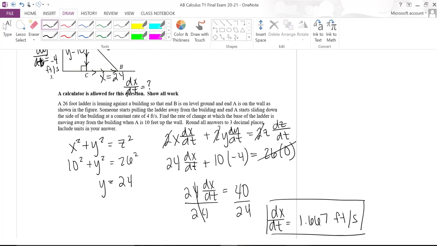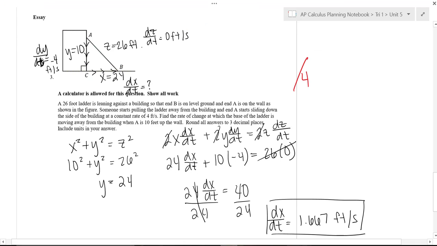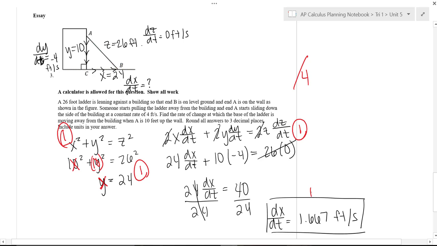So there are 4 points total here. You would have gotten 1 point for correctly noting that you were using Pythagorean Theorem. You would have gotten 1 point for correctly solving for, oh my goodness, I said y this whole time, whoops, for correctly solving for x. So solving for x and getting that that equals 24, right? You would have gotten 1 point for using correct implicit differentiation, and then 1 point for that answer. So 4 points total. Pythagorean theorem, missing value, implicit differentiation, and then answer with units included.